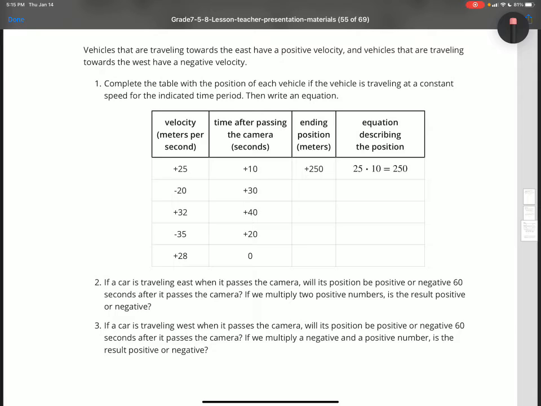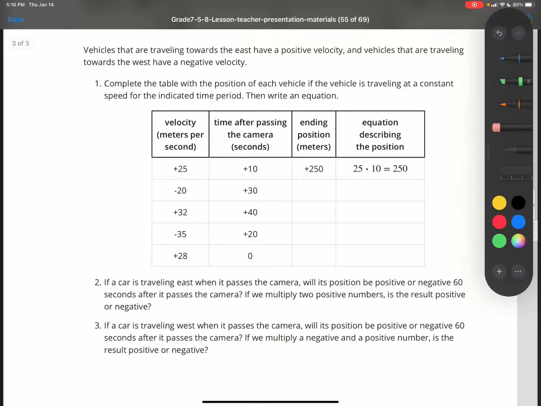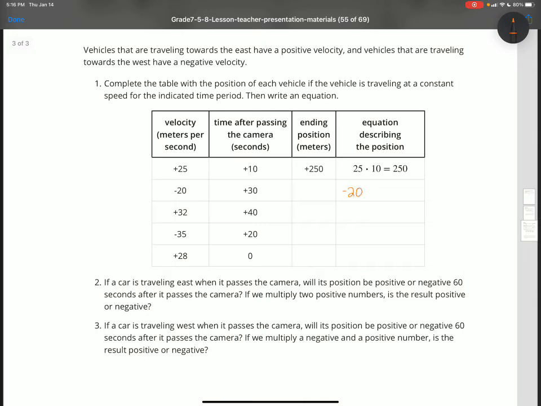Number one is telling us to complete the table with the position of each vehicle if the vehicle is traveling at a constant speed for the indicated time period. Then write an equation. Okay? So it's telling us to write the equation, but I think I want to write the equation first. I apologize for that. But needless to say, let's get started. So the velocity in meters per second is starting off at negative 20, which has a negative symbol, times 30, because I'm just following the first example.